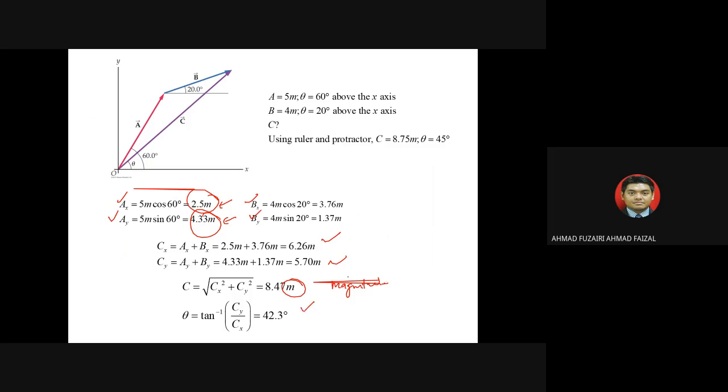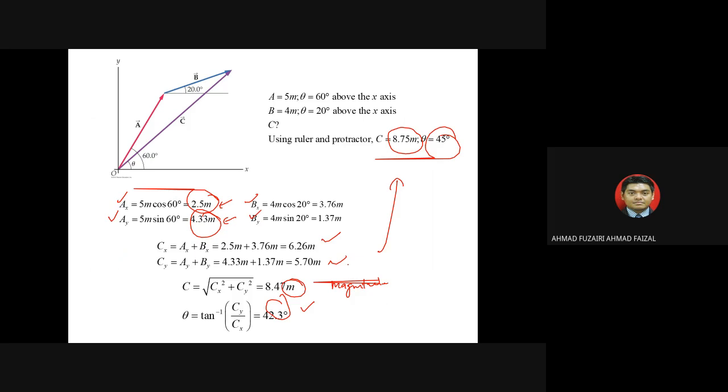Look at the answers. Can we compare it to our original one, the graphical method? Let's compare. By using calculation, we get 8.47, while by using the graphical method, we have 8.75 meters. Theta is 45 in the graphical method, and theta with our calculation is 42.3, more precise than our components calculation.